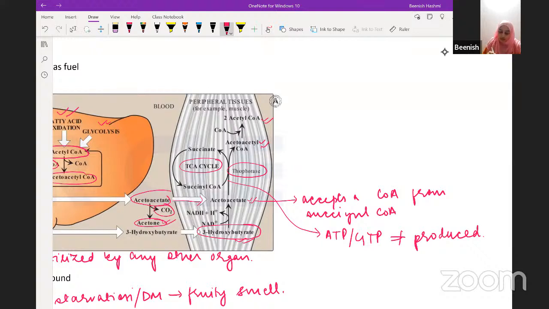Another thing is that in ketolysis, the enzyme is thiophorase, whereas in TCA, when succinyl-CoA was changing into succinate, the enzyme was succinate thiokinase.